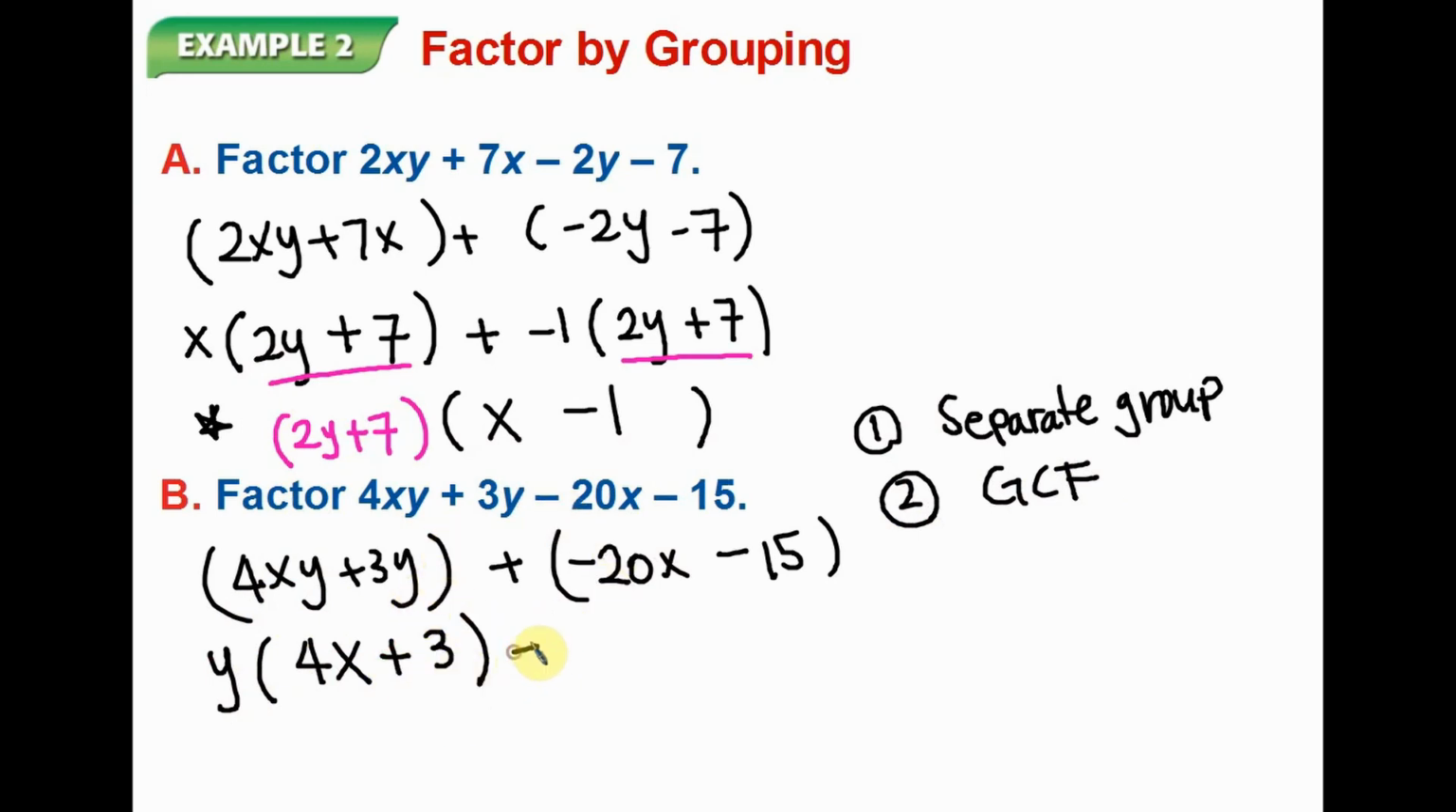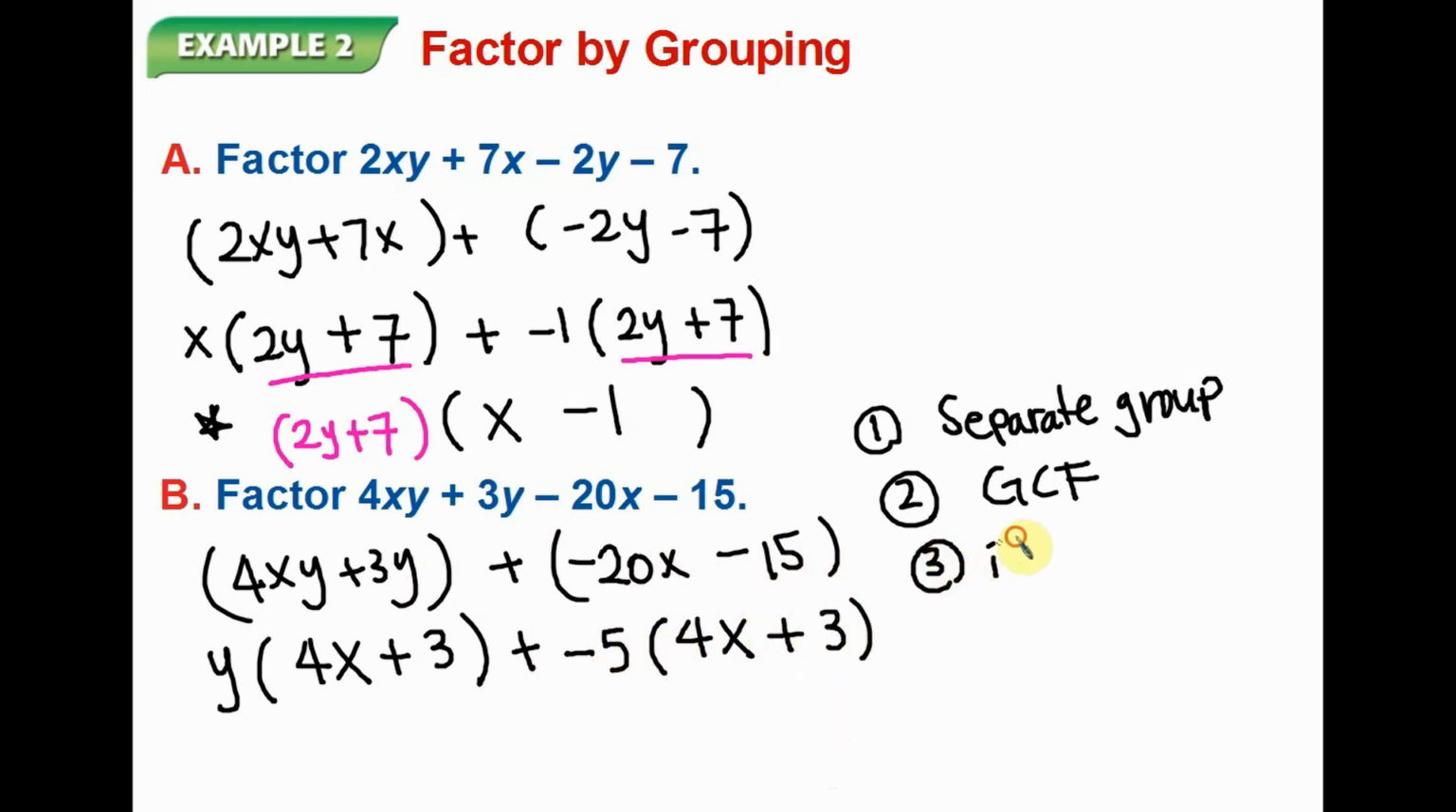Now for the next one, negative 20x minus 15. They both have first negative in common, and it looks like they're multiples of 5. So negative 5 could be pulled out. If I think back, negative 5 times what would give you negative 20x? The answer is 4x up here, and negative 5 times 3 will get you negative 15.